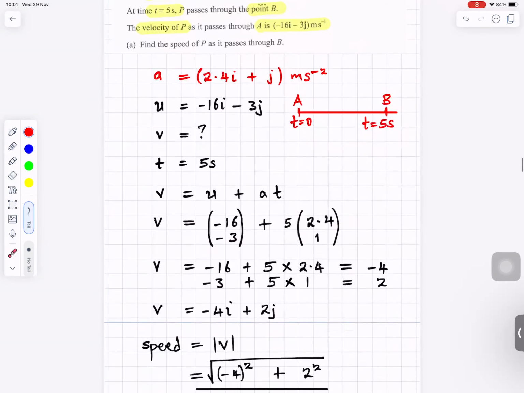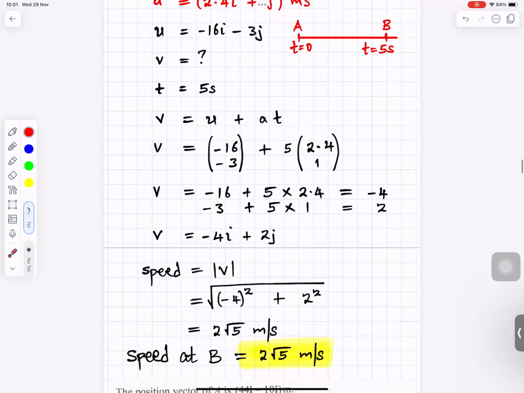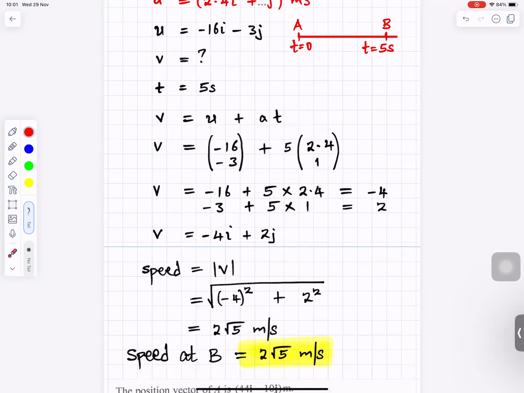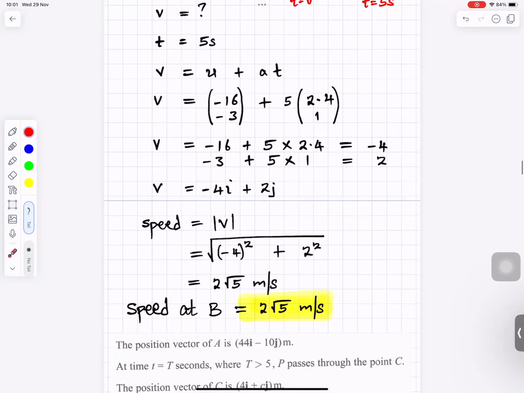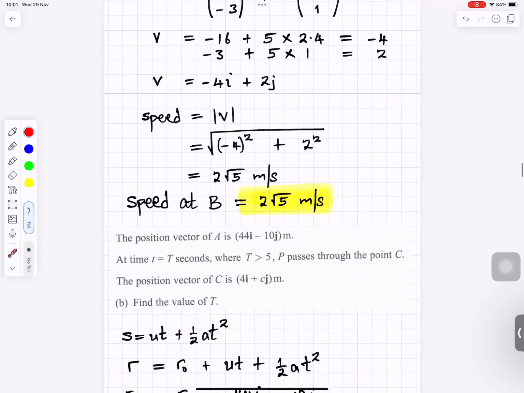So to get the speed, speed is the magnitude of velocity. So minus 4 squared plus 2 squared gives you 2.5 meters per second, and that's the speed at D. The position vector of A is 44i minus 10j.